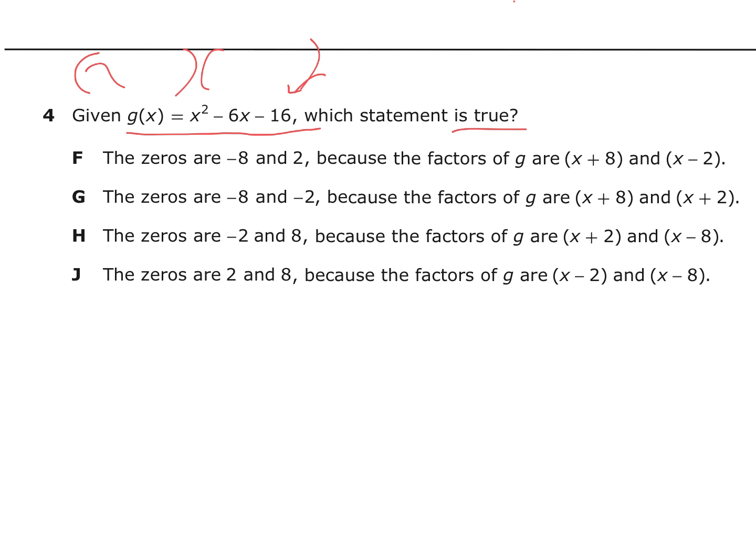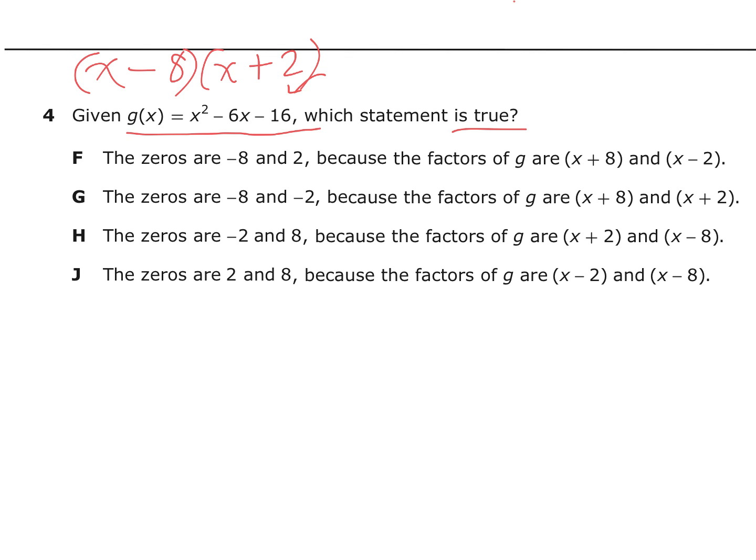So I'm going to have x times x for the x squared, and then for the negative 16, I can take negative 8 times 2. I'll try that. Negative 8 times plus 2, and see if that works. So what I'm going to do is multiply x minus 8 times x plus 2 and see if it gives me that.